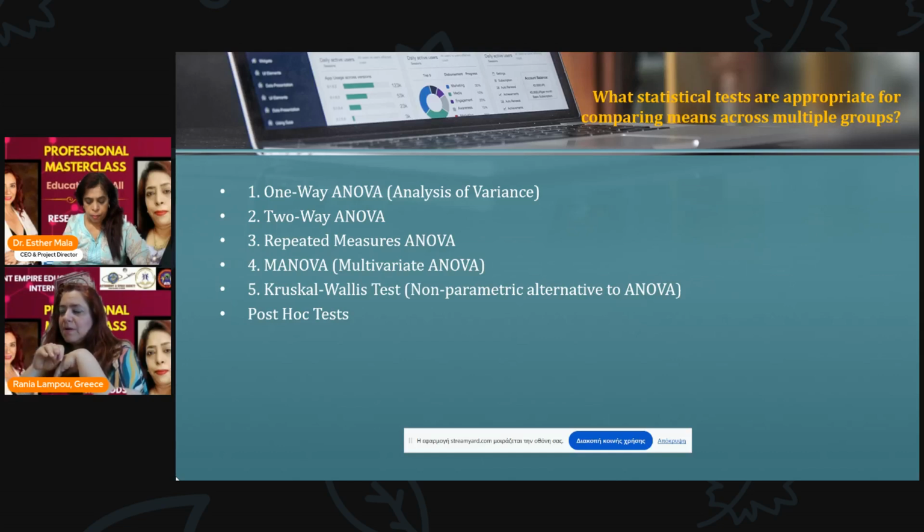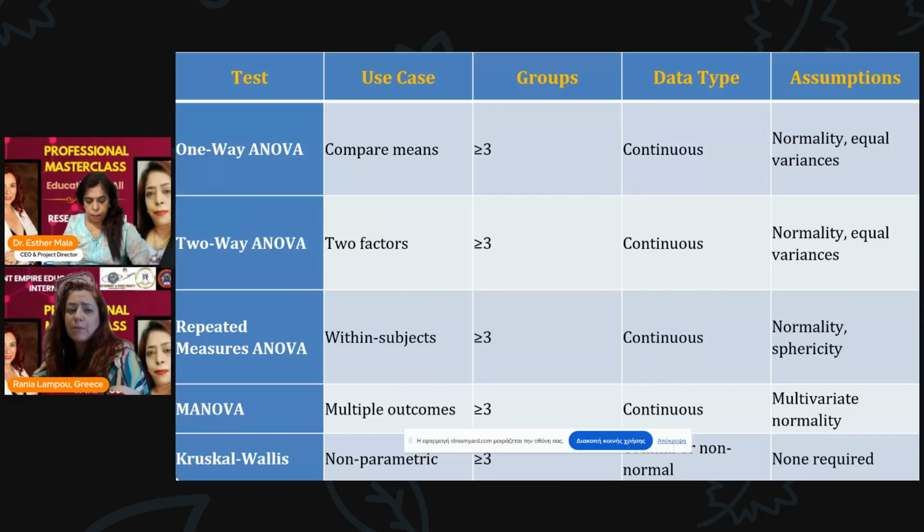If ANOVA or Kruskal-Wallis models show significant results, then we can use post hoc tests to determine which specific groups differ. What are some post hoc tests? Tukey's HSD for ANOVA, and Dunn's test for Kruskal-Wallis. So here you can see the use case for each test. ANOVA compares means, two-way ANOVA compares two factors, repeated measures ANOVA is for within subjects, multivariate ANOVA is for multiple outcomes, and Kruskal-Wallis is nonparametric. Consider the groups, the data type, and the assumptions that I mentioned before.